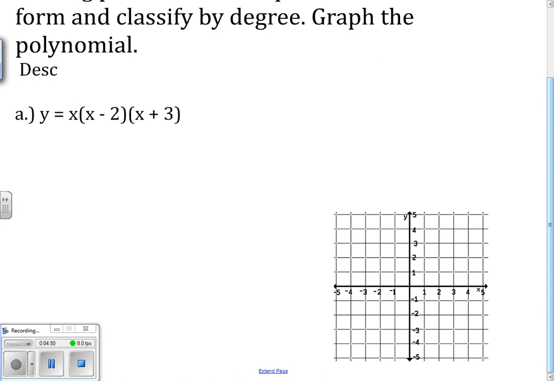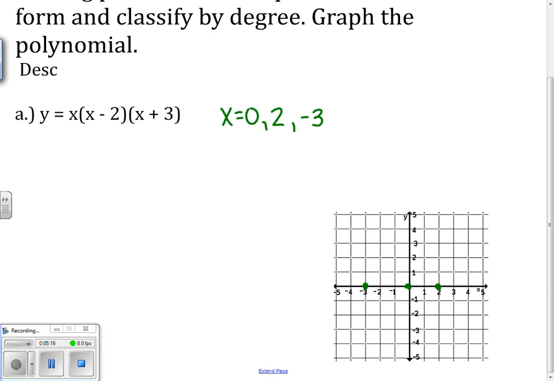In factored form, roots are easiest to get from that. My first root is 0 because of the x out front. My second one is a positive 2, and my third is a negative 3. So 0 and +2 and -3. Those are the places where your graph will cross or touch the x-axis. Okay, so next I'm going to do standard form.